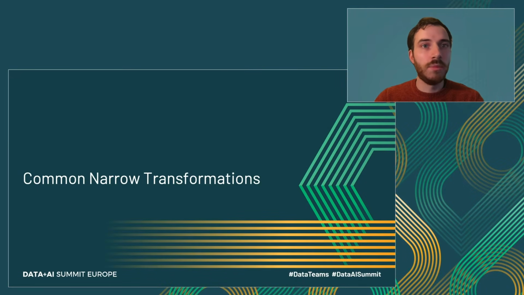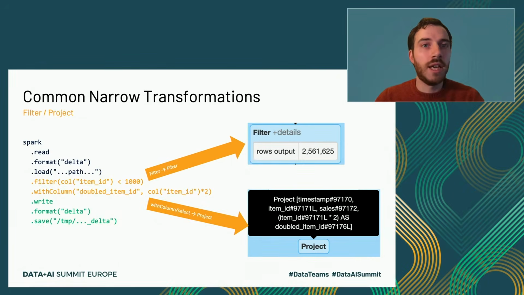So this actually brings us to the common narrow transformations. We'll extend the example by just adding some simple transformations. Narrow transformations, recall, are transformations on data frames that do not require a redistribution of the data across the cluster. So they can be applied locally where the data resides at that point in time.